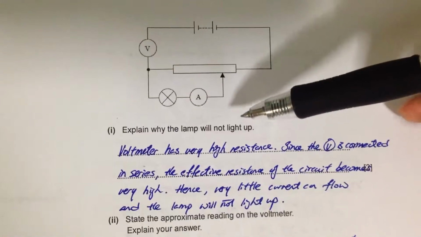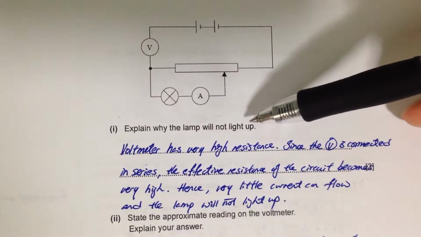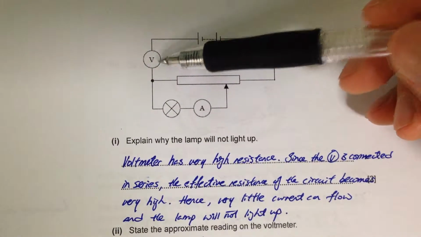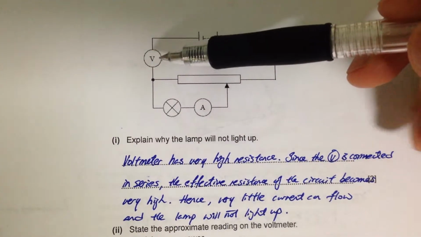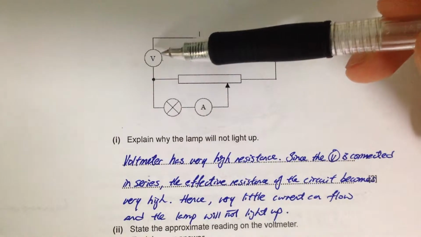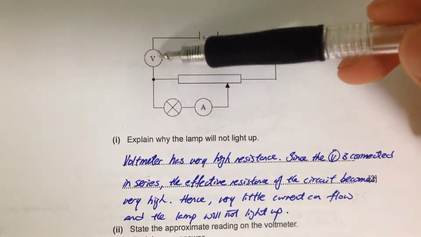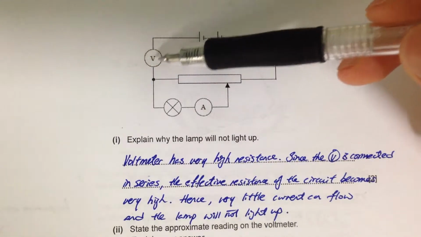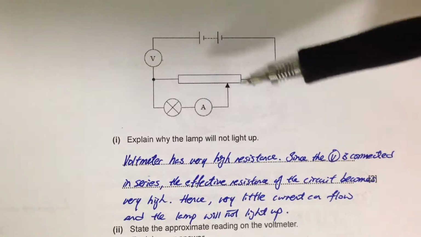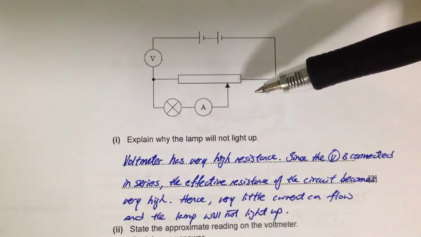So they are asking you why is it that the lamp doesn't light up. So the reason is because of the connection of the voltmeter. Now why is it that if you connect your voltmeter like that it won't work? It's because the voltmeter actually has a very huge resistance. So this is almost like an open circuit. This is as if you go and put a piece of wood in between the two wires. The circuit will not work.